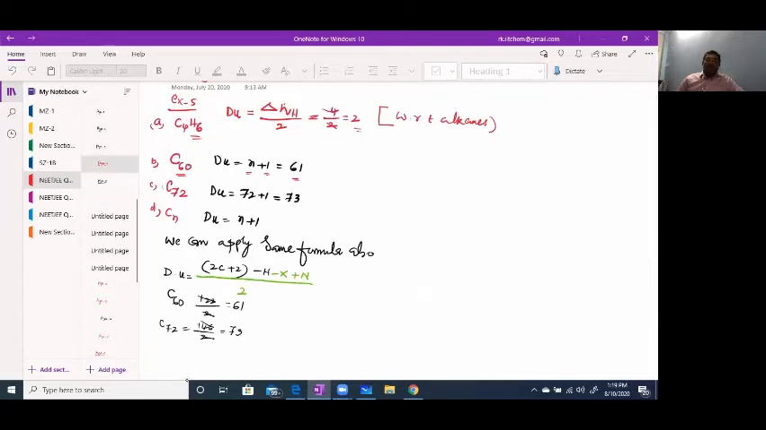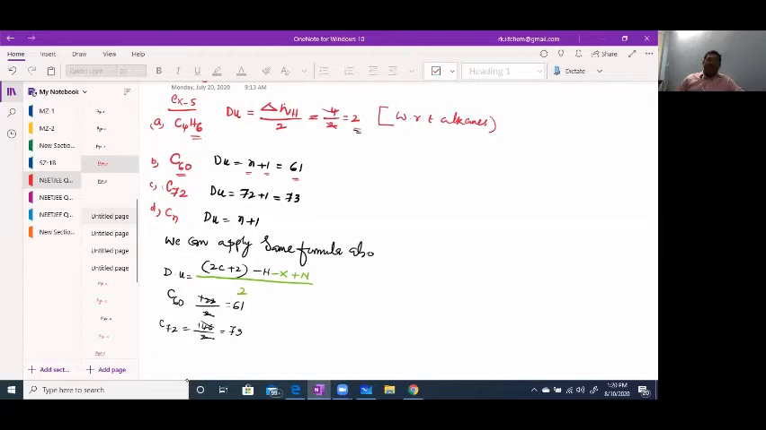Example number 5: C4H6 is given. You can compare with the alkane C4H10. 10 minus 6 is 4, divided by 2. Its degree of unsaturation is 2.